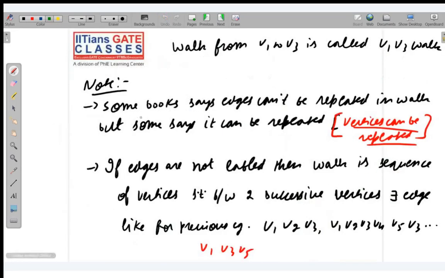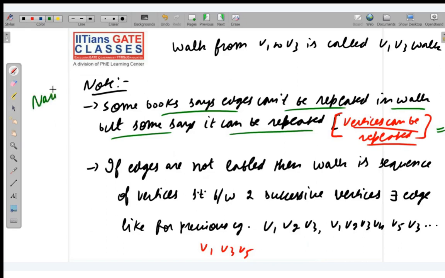We can have any number of circles. Now see this point, this is important. Some books say edges can't be repeated in a walk, but some say they can be repeated. But a vertex can be repeated, that is for sure. Every book is saying a vertex can be repeated. But some books say in a walk edges cannot be repeated, and some say an edge can be repeated. So we are following the standard book, which says edges can be repeated.